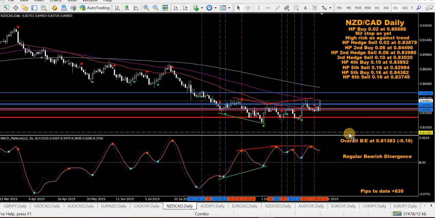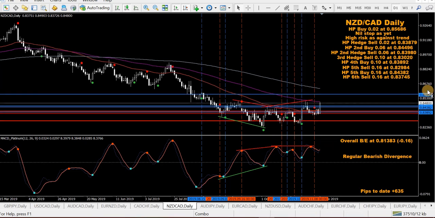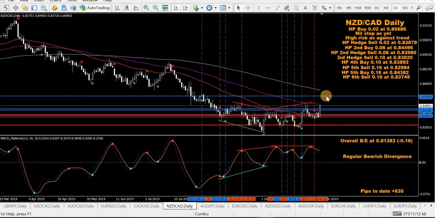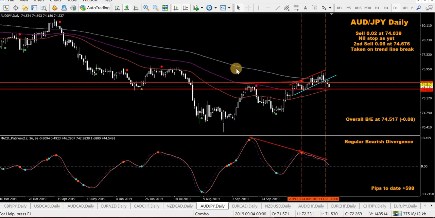So here's my overall break even down here. And I'm negative, so I'm on the wrong side of it. It's something I'll work my way out of. The MACD Platinum's been above the zero level for a while, looking to reverse, but at this stage looking very, very ugly on the New Zealand CAD. So we'll move along to the AUD Japanese yen.